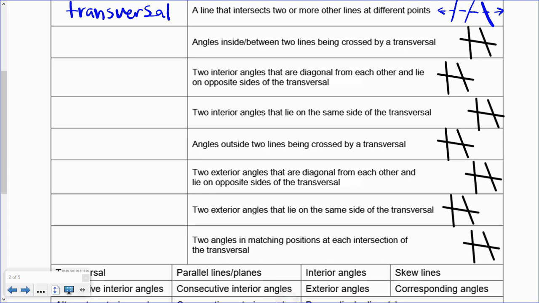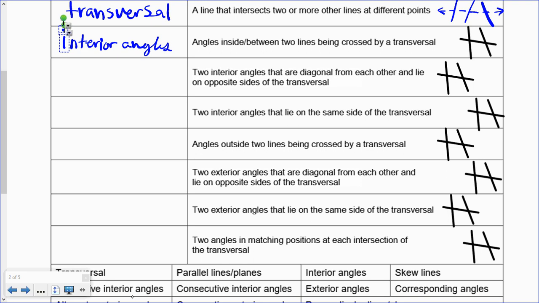All right, so our first type of angles that we're going to talk about are angles that are inside or between the 2 lines that are being crossed by the transversal. What do you think you would call those angles as a whole when they're inside or between? Interior. So these are interior angles. So everybody pick your favorite color.